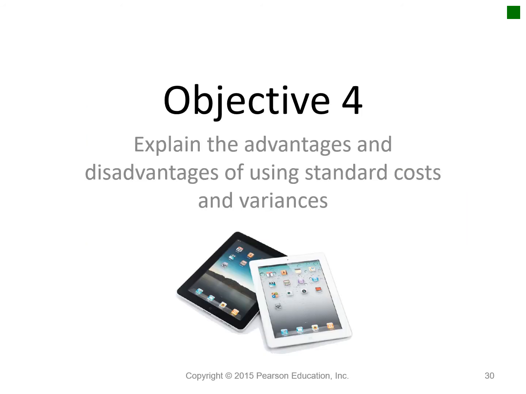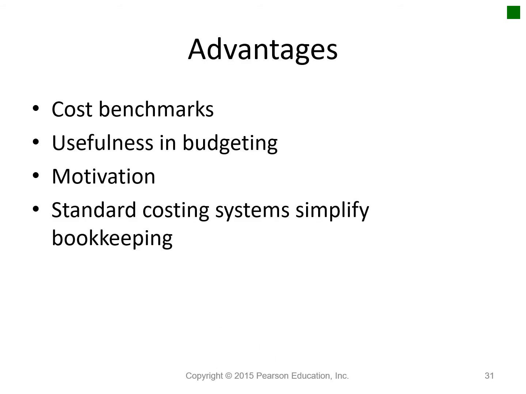Okay, so for objective 4, we'll talk about some of the advantages and disadvantages of using standard costing and variances. Now I mentioned earlier, standard costing can be a good thing, specifically if you set good benchmarks and you're trying to attain those benchmarks. It can help you in planning and identifying different areas that can be more efficient to save money. You can provide some sort of reward scheme. It might help motivate people to work harder, and it does simplify accounting.